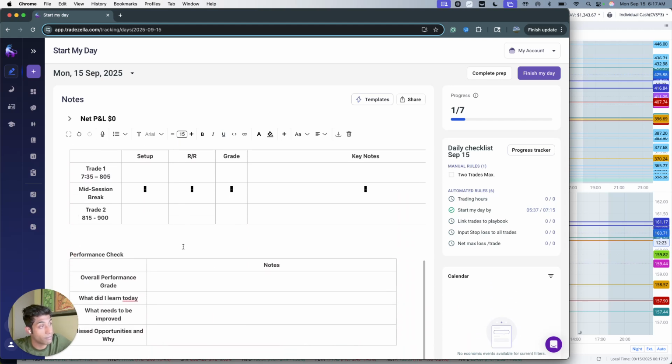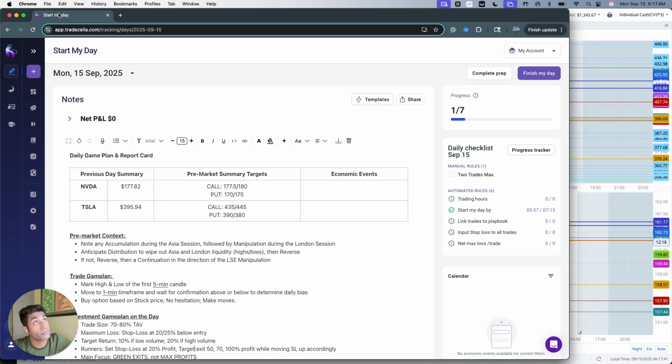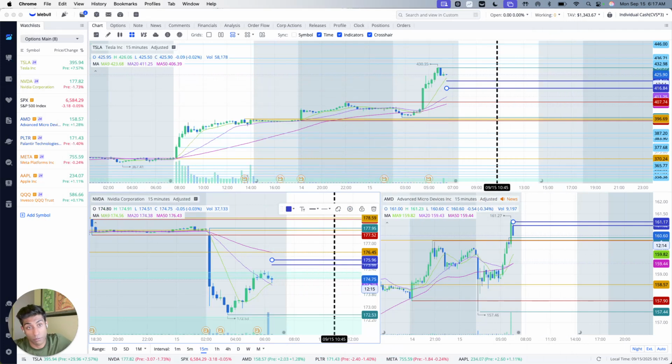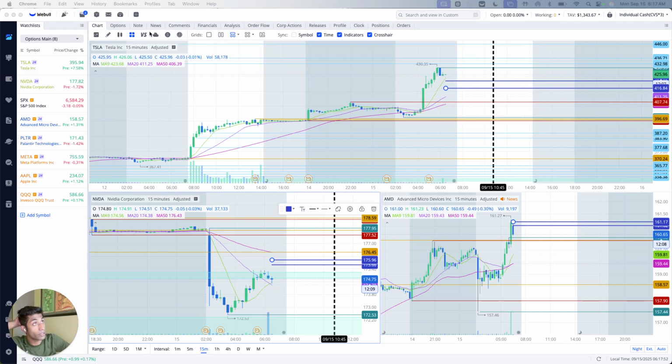And then I've got some fields here that I'll fill in as we execute the trades, to better help remind myself or at least note what I'm doing. So I guess I could switch here.